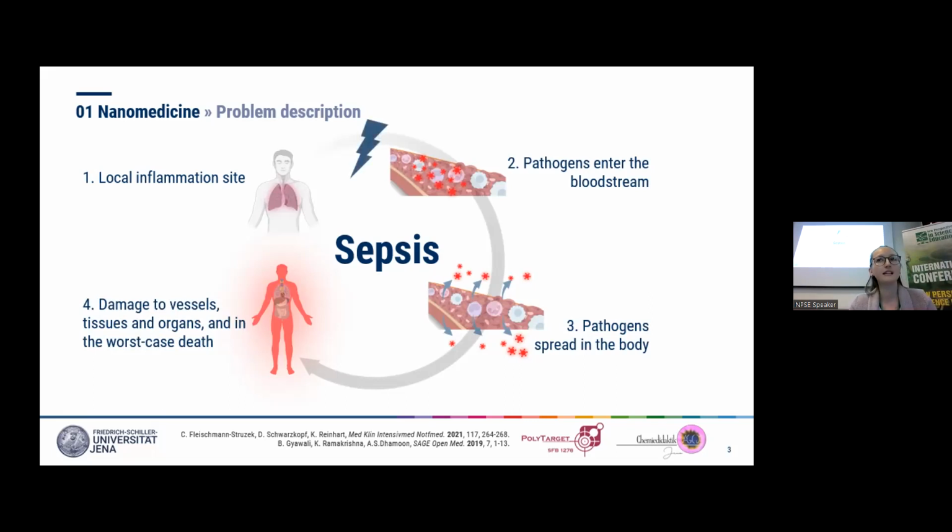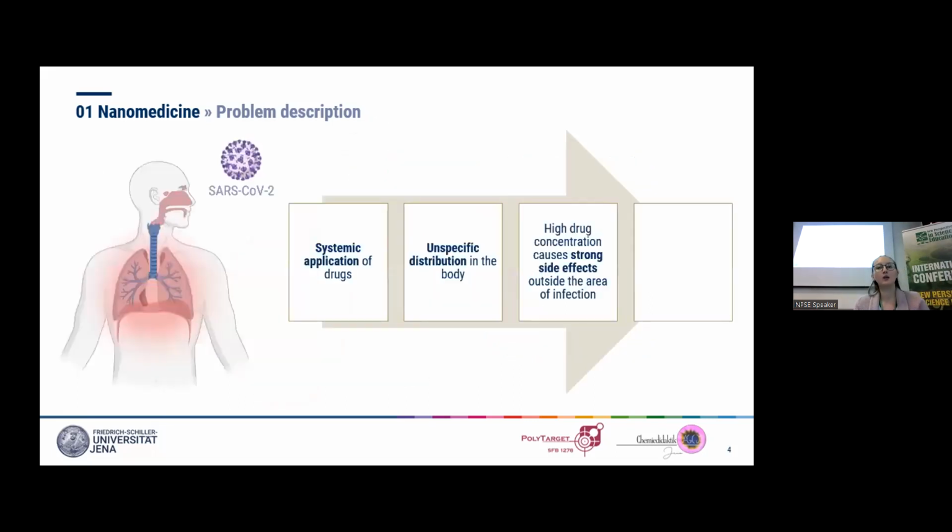But in this context, there is on the one hand a problem with the medical treatment and its mechanism of action. Usually, the application of drugs is systemic. This means that we inject, for example, drugs, and they distribute in the whole body. And at the site of infection, if we give a certain concentration, the concentration is not high enough to stop the problem. But we cannot give a very high concentration, because then, outside of the site of infection, in the rest of the body, very strong side effects follow. And this is a very central dilemma.